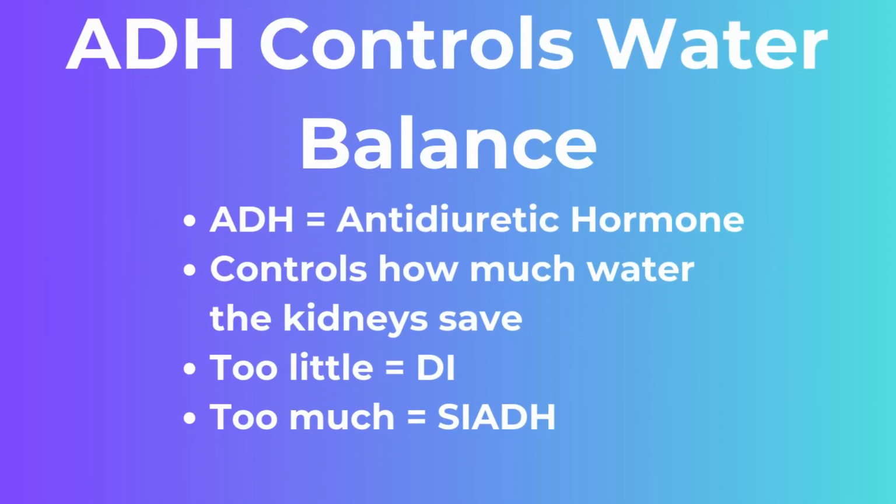Antidiuretic hormone, or ADH, works in the kidneys to help the body retain water. When ADH is functioning normally, it helps maintain fluid balance and blood pressure. With diabetes insipidus, there's too little ADH. With SIADH, there's too much ADH.